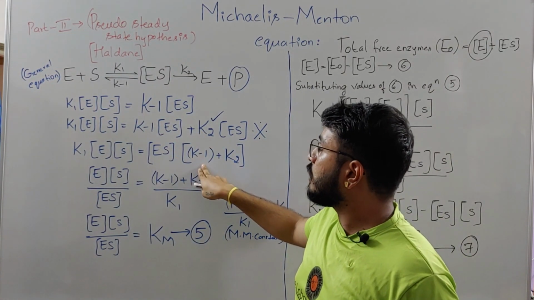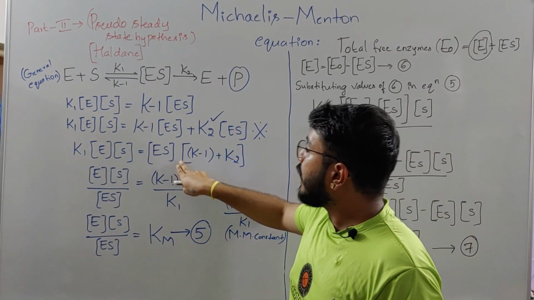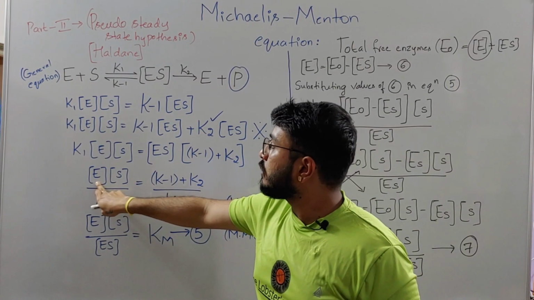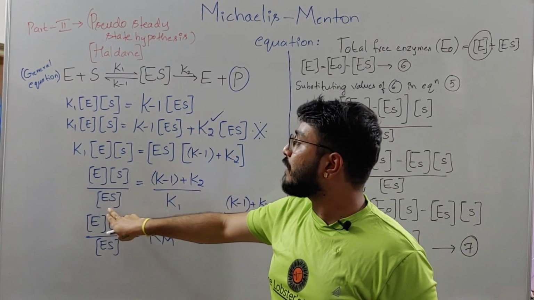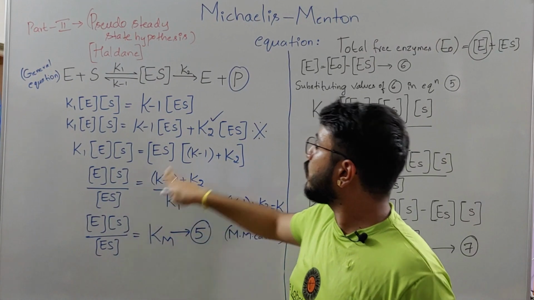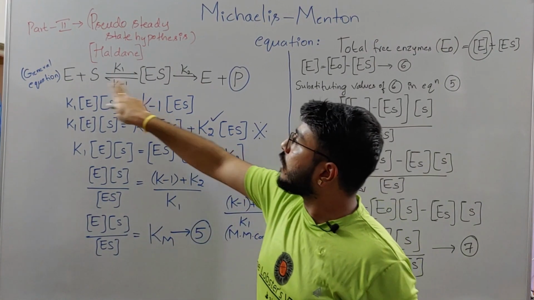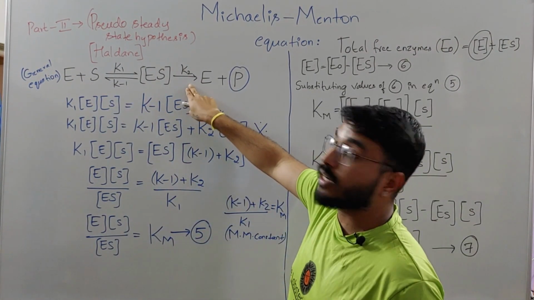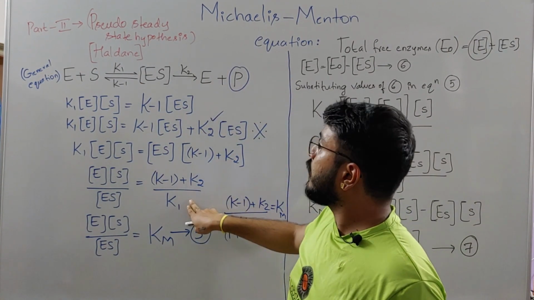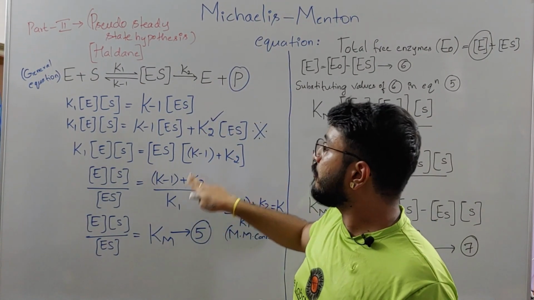Now, working on the enzyme and substrate concentrations and taking the rate constants to the same side of the reaction, we get enzyme concentration into the substrate concentration divided by enzyme substrate concentration, which is equal to K minus 1, that is the rate of the reverse reaction, plus K2, the rate of the second step, divided by the rate of the forward reaction.